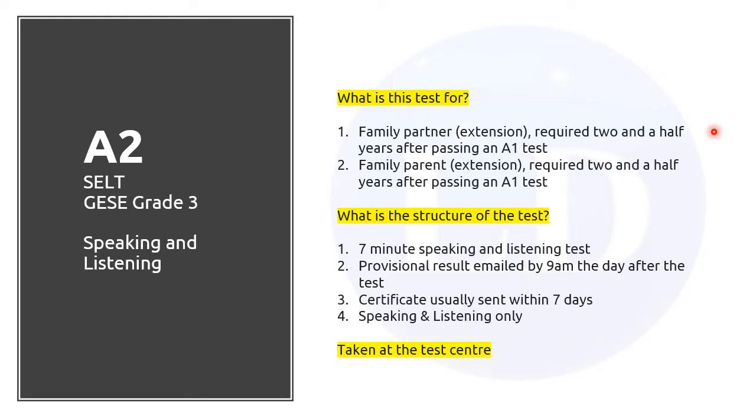Okay, which is a step up from A1. In the same way, if your parent came to the UK using the A1 test, now after 27 months they need to extend their visa using the A2 CELT GESE Grade 3 test. Okay, so what is the structure? It is a 7-minute speaking and listening test. Now you should understand that speaking and listening here means that you will be sitting with an examiner, and it is a one-to-one conversation. Okay, there is no specific listening. I mean, they won't play anything for you and ask you to listen and answer.